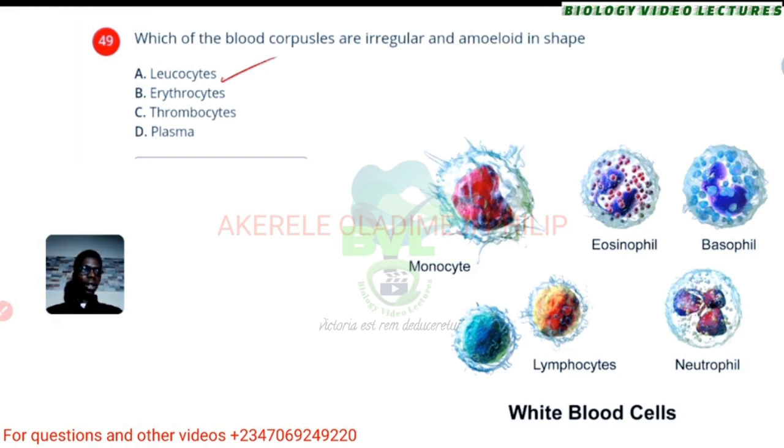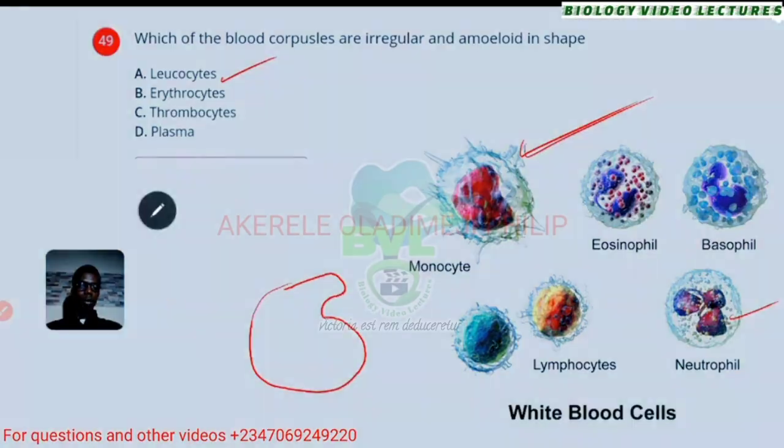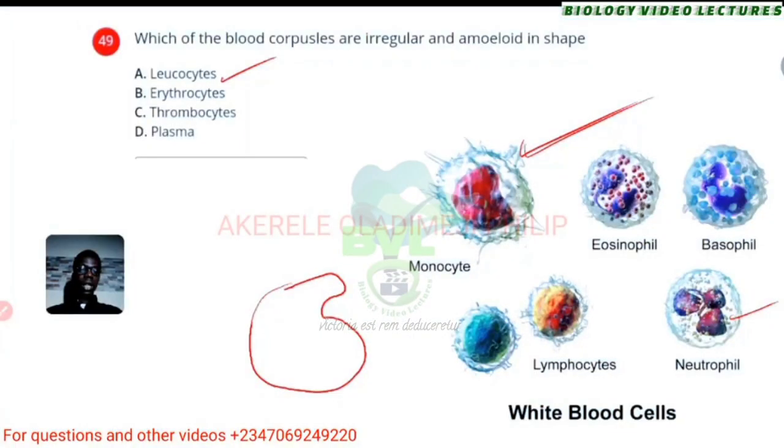function, and actually these two, monocytes and neutrophils, can assume that kind of amoeboid shape because they have the ability to engulf their prey and all of that. So that's why we picked that. If the question was specific enough to talk about which of the white blood cells, which is leukocytes, probably can, but we can pick either of these two. That is not mentioned here.